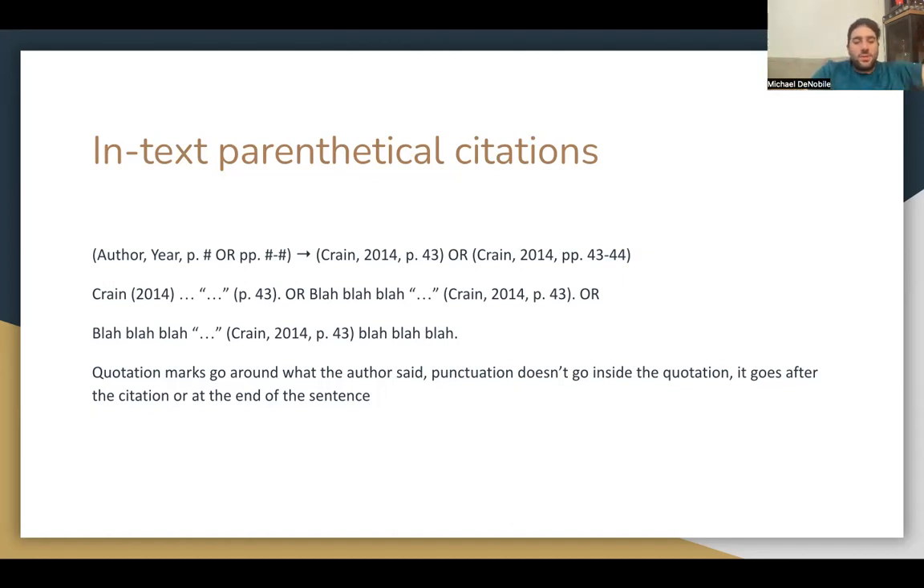Here are other ways that you can do it. Crane, 2014, you have a little bit of a sentence here, then you have the actual quote, and then you put p. 43 at the end. Or you have a quote, and then you put Crane, 2014, p. 43. Or you have the quote, you put the citation, Crane, 2014, p. 43, and you have the rest of your sentence, period.